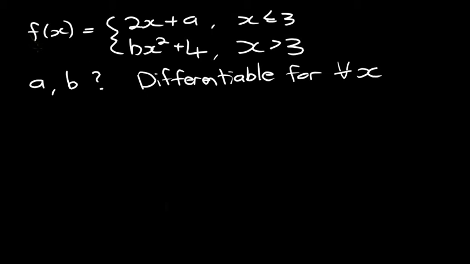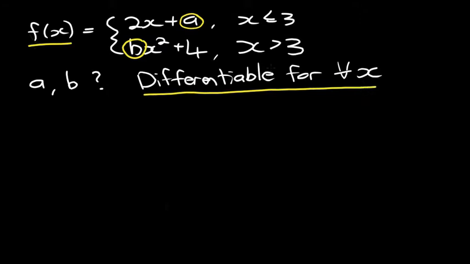We have this question we need to answer. Here we have a stepwise function, but you see we need to find these variables, the a and b, given that this function is differentiable for all values of x. So how are we going to do that?